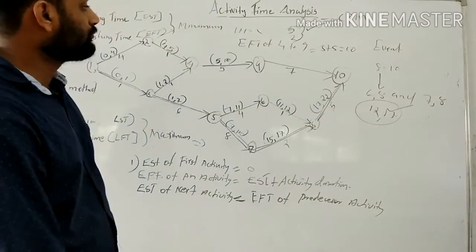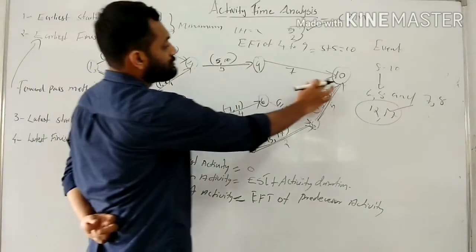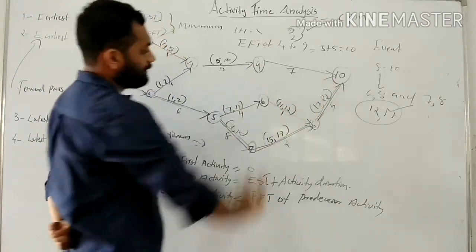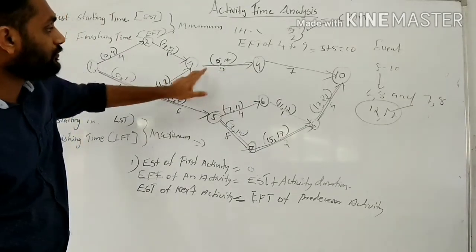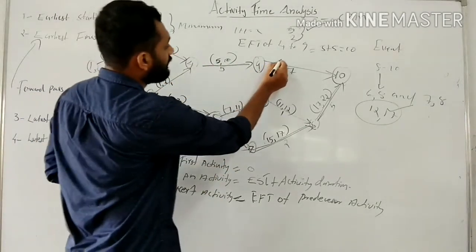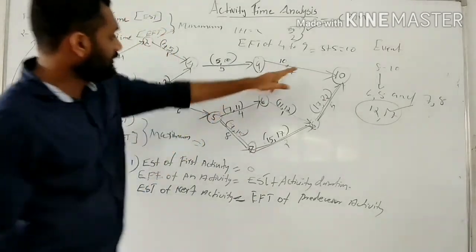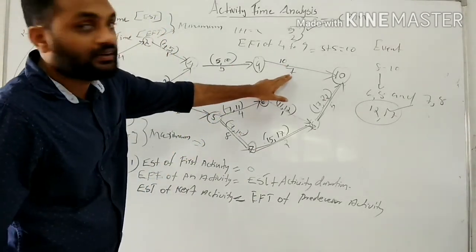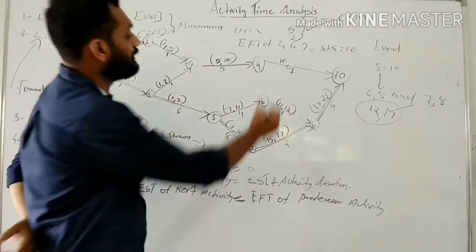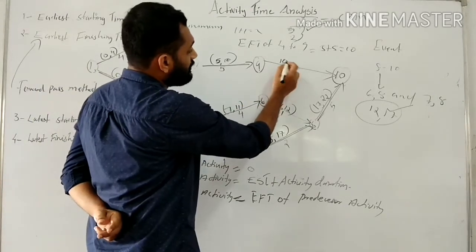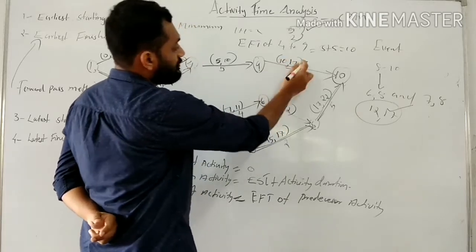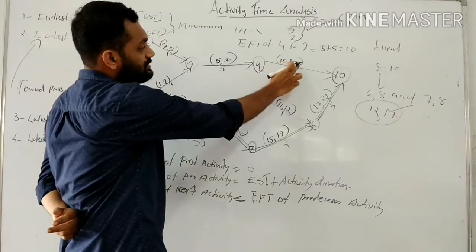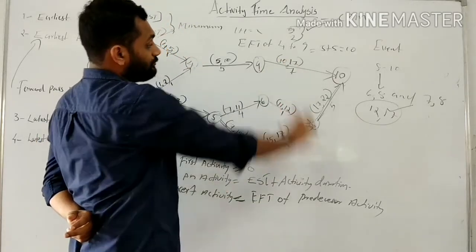Then for activity 9 to 10, the predecessor activity is 4 to 9. The EFT of 4 to 9 is 10 days. Then 10 plus 7 is equal to 17. 17 is the EFT of 9 to 10. 10 is the EST, 17 is the EFT.